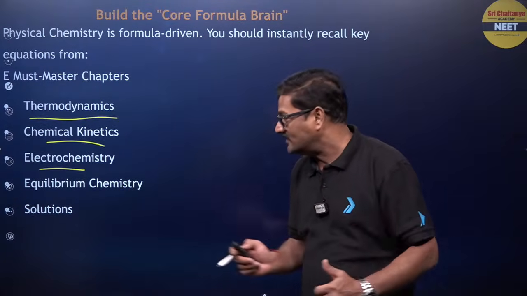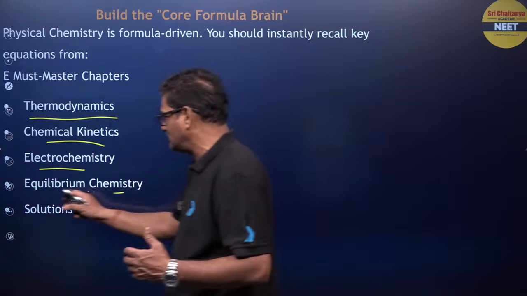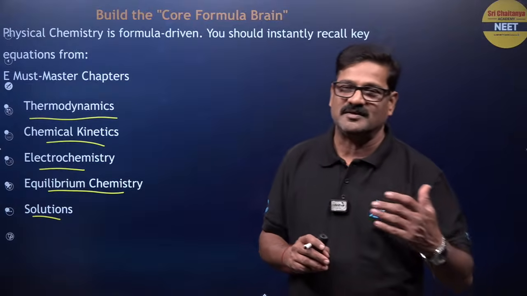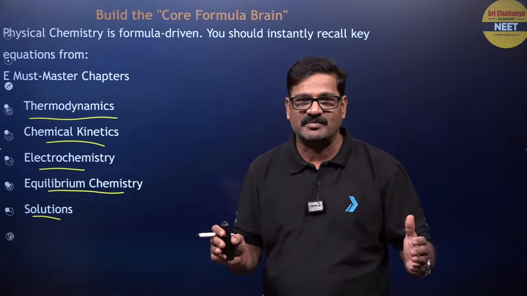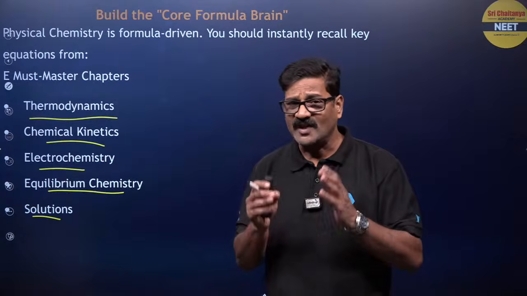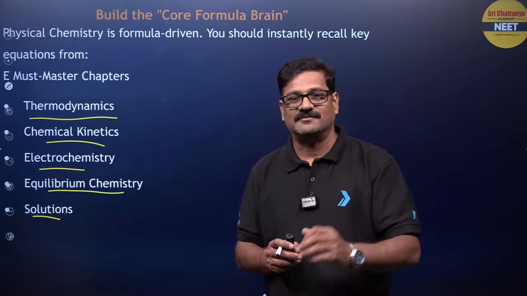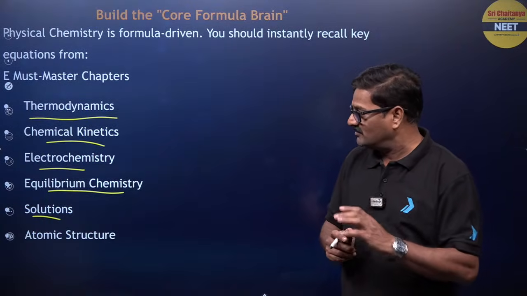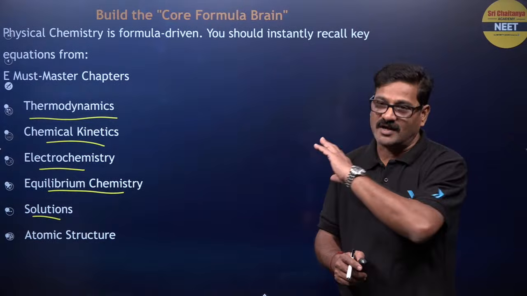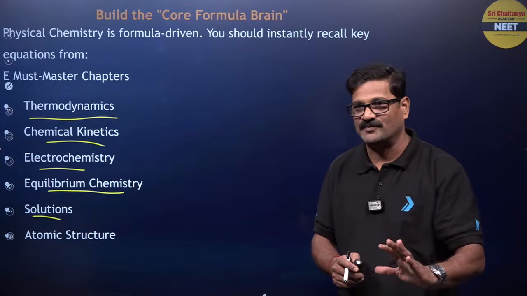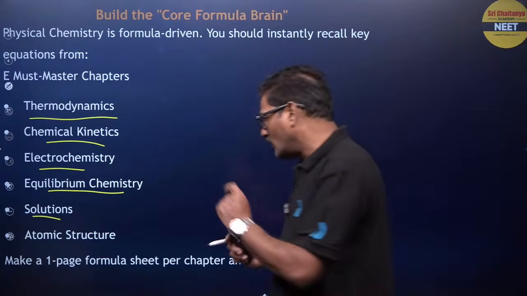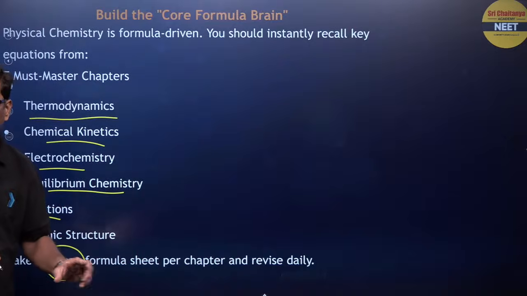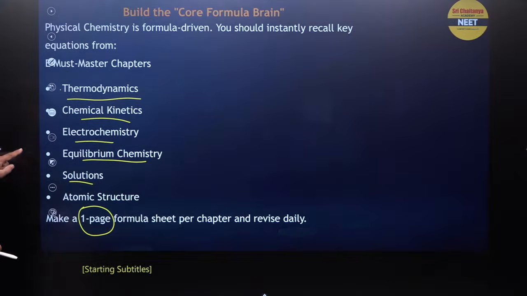Okay, right. So talking about solutions, you see all colligative properties: elevation in boiling point, depression in freezing point, relative lowering of vapor pressure, the osmotic pressure, and also the van't Hoff factor. Okay, anyways, atomic structure, Bohr's model is very important. I want you to revise the formulas for this also. But you can also make one page, only one page of formulas. Don't put in all the formulas, one chapter, 1, 2, 3.